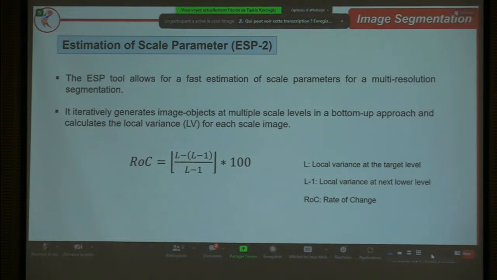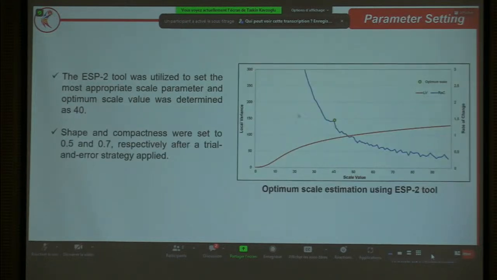It is based on local variance change. What it does is it iteratively estimates values for different scales, and then estimates the local variance changes. Here you can see in our data set, this blue one is the rate of local variance change. When we get the optimal point, it is generally said to be the first peak or second peak, but here we got the first peak at 40, which is the optimal scale value we can use for the analysis.